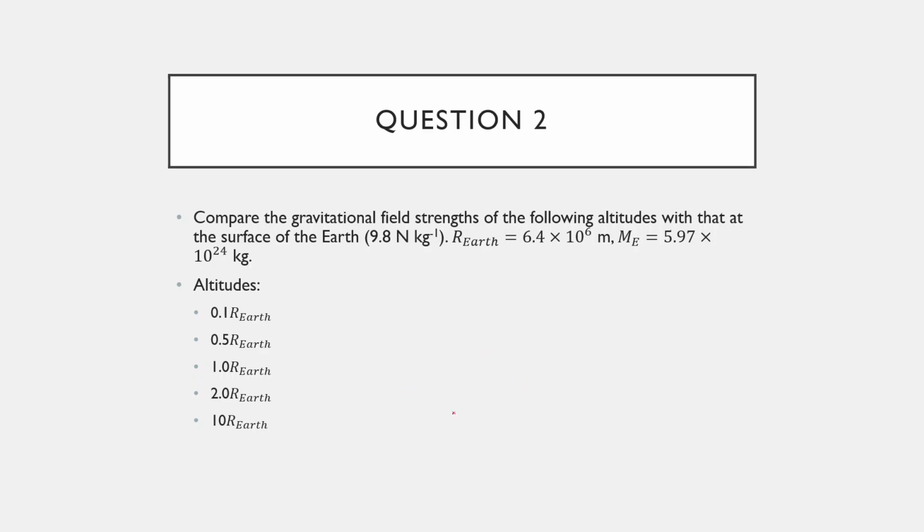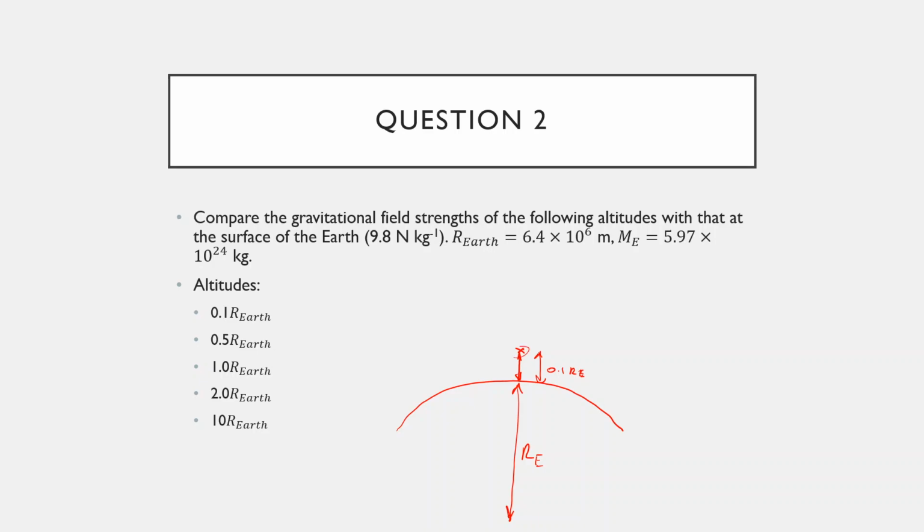Here I'm going to draw a picture of the Earth, or a part of it. That right there is the radius of the Earth. And we're at an altitude of 0.1 times that distance, which might be something like that. That's probably a bit too high, but you get the idea. That distance there, 0.1 times the Earth's radius, that's our altitude. Now our job is to work out g at that point.